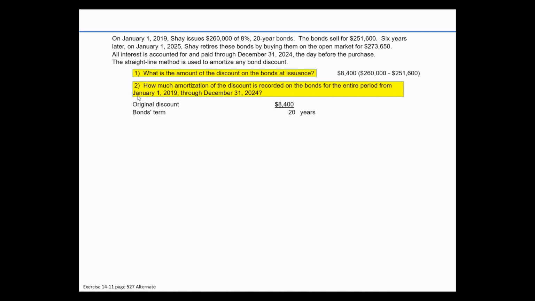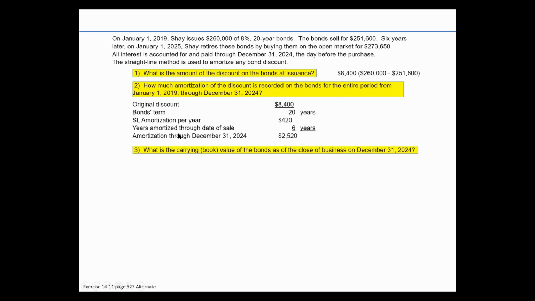So you have the original discount of $8,400. You have the bonds term, which is 20 years. So you take $8,400, divide by 20, you get $420 a year of straight line amortization. And so the years that were amortized through the date of sale was 6 years. And then the amortization that happened through December 31 of 2024 is $2,520.